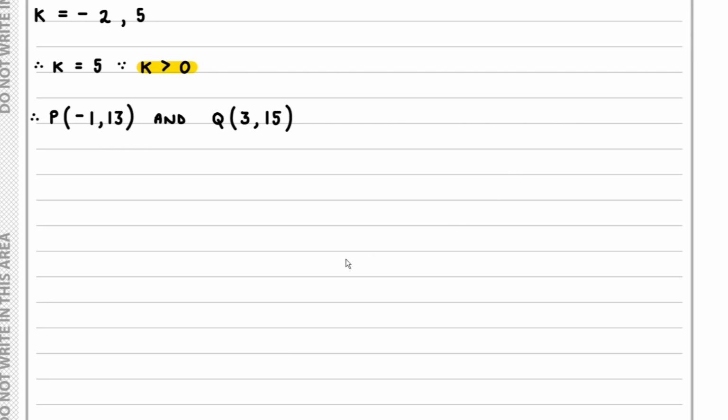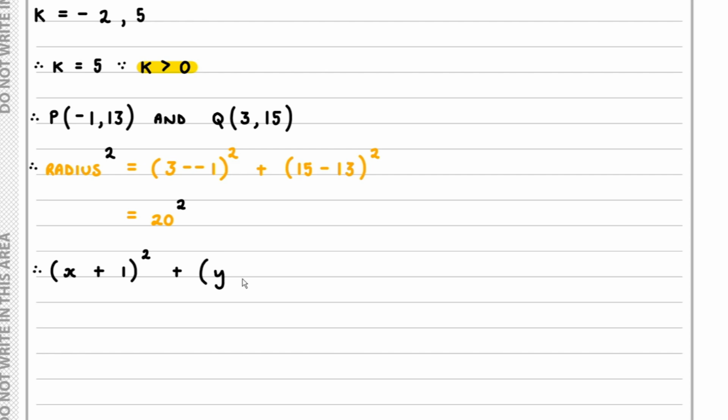We now have enough information to work out the equation of C. Let's begin by working out the radius squared. The radius squared is equal to 3 subtract negative 1 squared plus 15 subtract 13 squared. So we have 4 squared plus 2 squared, which is 20. So the radius squared is 20. So for the equation of C, we have x subtract negative 1, so that's x plus 1 squared, plus y subtract 13 squared, and that's equal to 20. This is the equation of C.